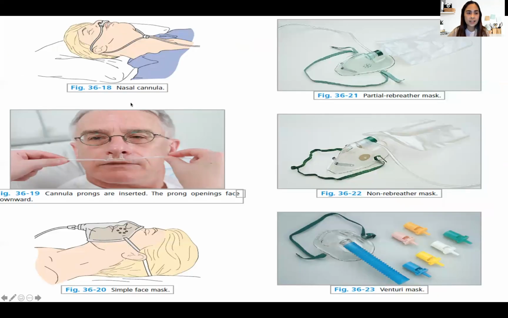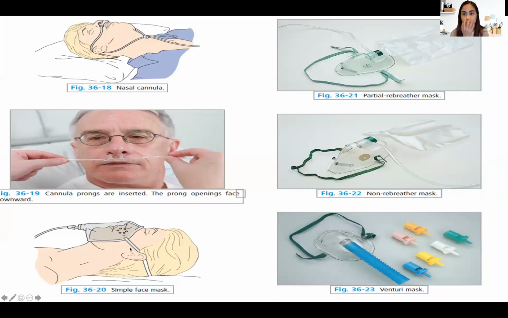Your nasal cannula or nasal prong looks like this, figure 36.18. So this is how a nasal cannula looks like, and 36.9 also. This is very efficient if the patient is eating by himself, so he can eat with oxygen.